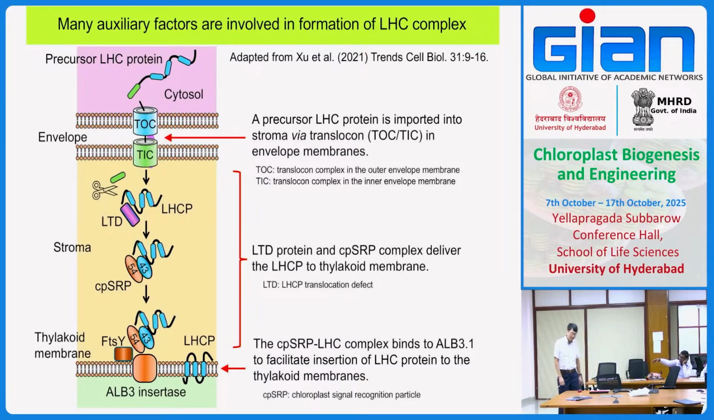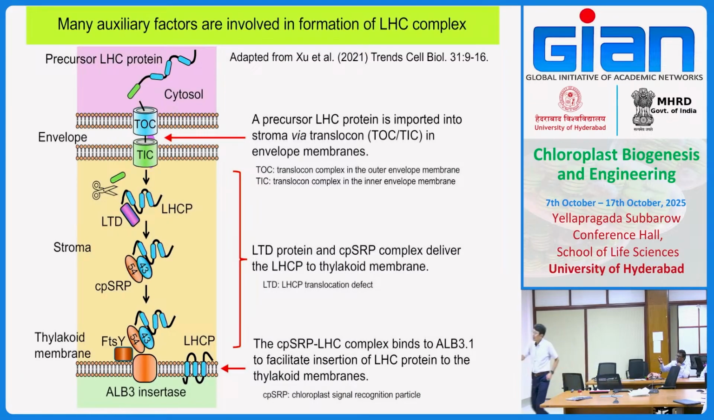That's a good point. But we have LHCs, like LHC2B also there. LHC, I mean, PS2, LHC2, sure, and LHC1. So the mechanism will be the same for importing all of them, all the LHCs. Other LHCs, like, we have 9 LHCs, let's say in Chlamydomonas, 9 to 10 LHCs.